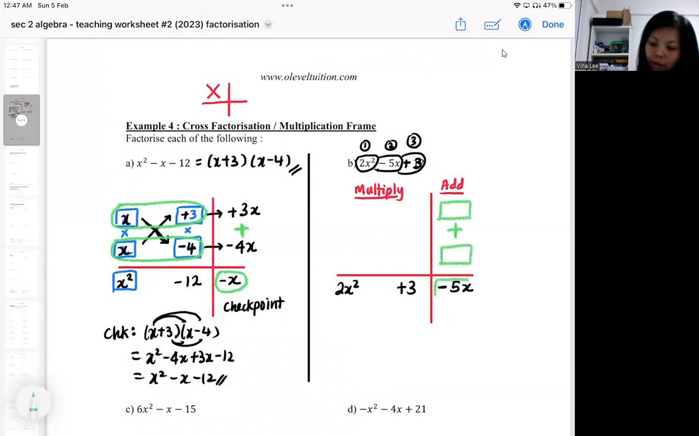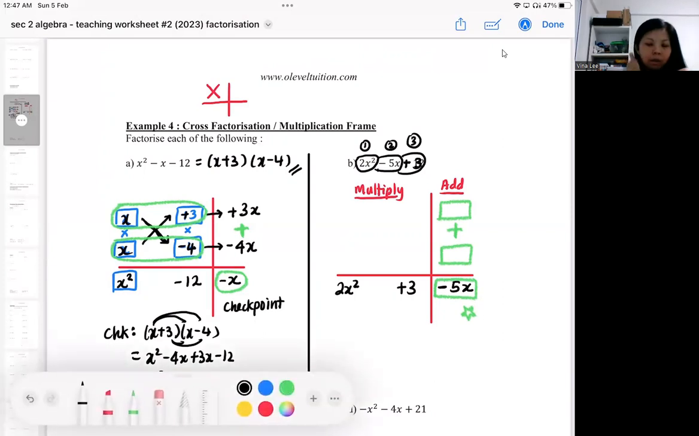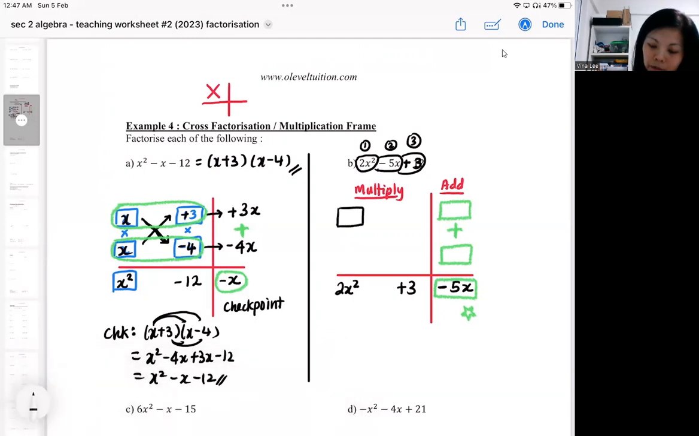It must add up to this. So this is my checkpoint. The addition part will tell you to approve or disapprove whatever you choose in the multiply zone. Again, in the multiply zone, what multiplied by what will give you a 2x squared? That will be 2x and an x. Then what multiplied by what can give you a positive 3? Okay, 1 times 3 will give you positive 3.